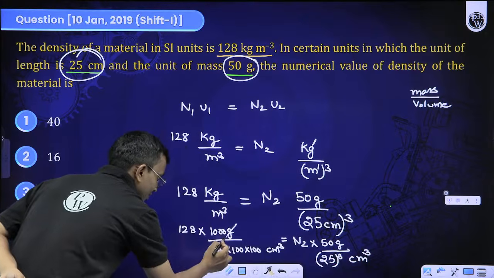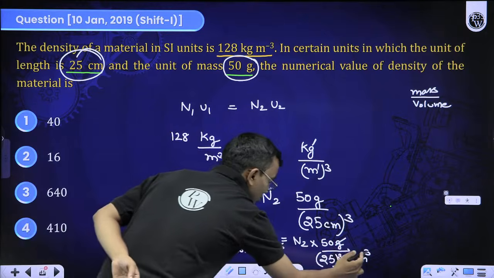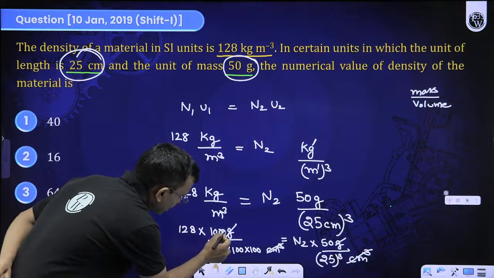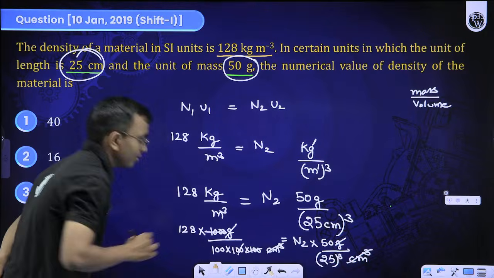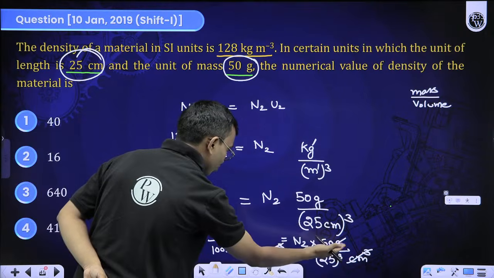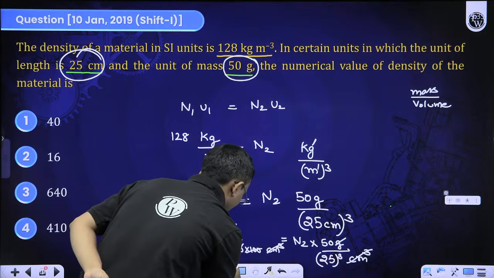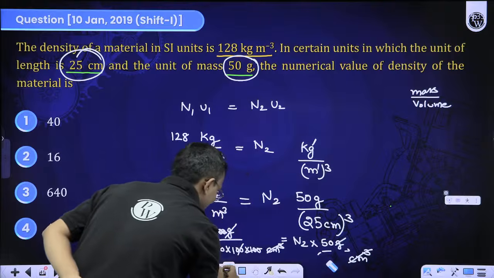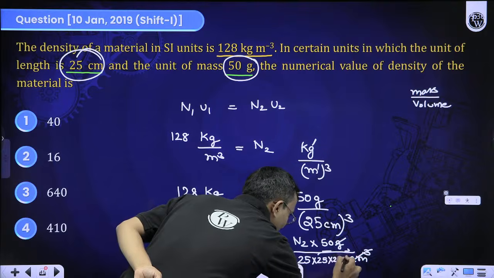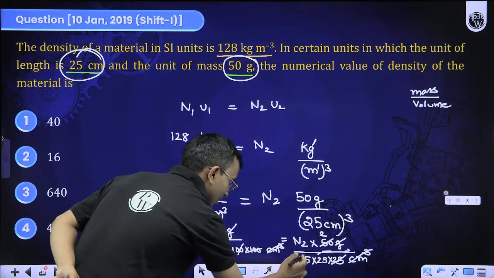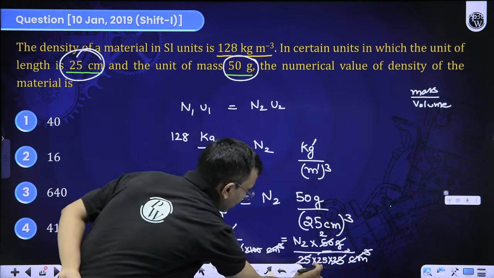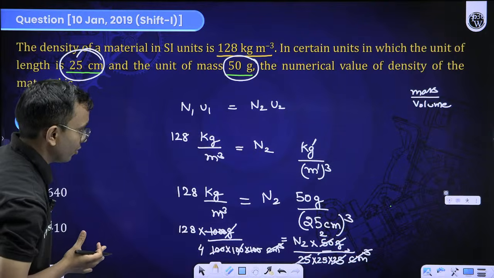Now you see, this gram, this gram, this centimeter cube, they are getting cancelled. And this 1000, I cancelled 1000 also. Then this is 25 into 25 into 25. So you can write this as 25 into 25 into 25, this 25 into 2, this 25 into 4. What else? This 25 is there, this 2 is there. Those things I can take on the left.